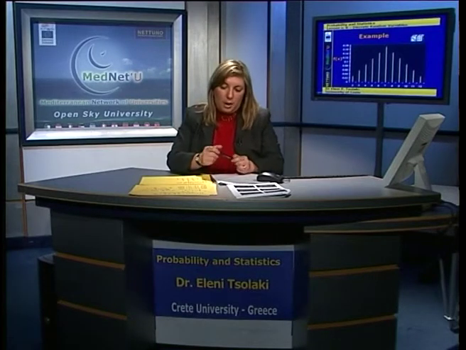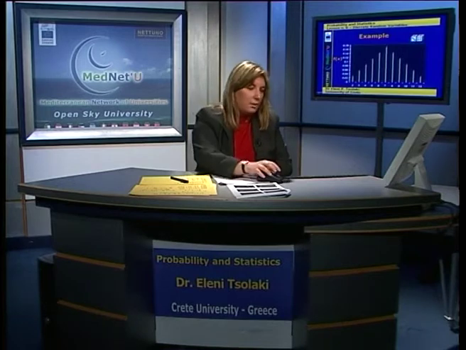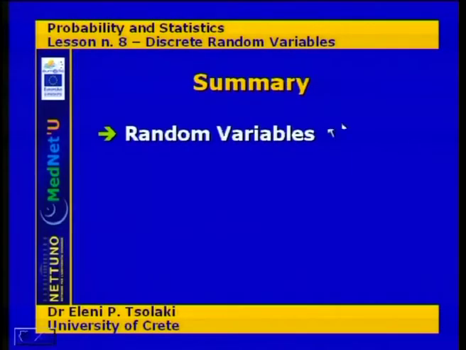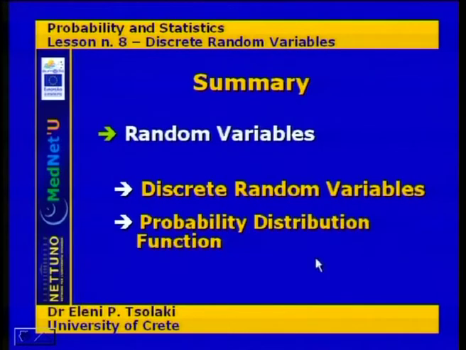So we are going to see what we have seen today. We have talked about random variables and seen several examples to understand the notion of the random variable. In particular, we saw what a discrete random variable is, and we've seen the probability distribution function.